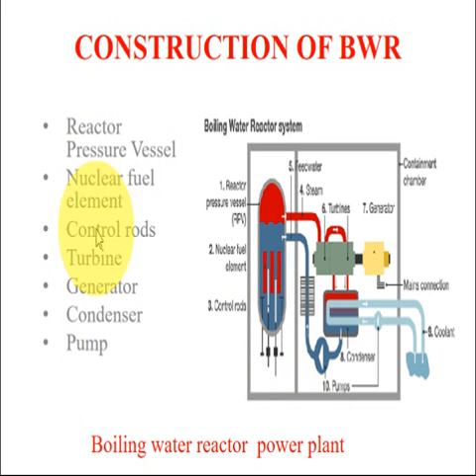And the typical components of the boiling water reactor are reactor pressure vessel, nuclear fuel elements, control rods, turbine, generator, condenser, and pump. So these elements are in this boiling water reactor power plant.